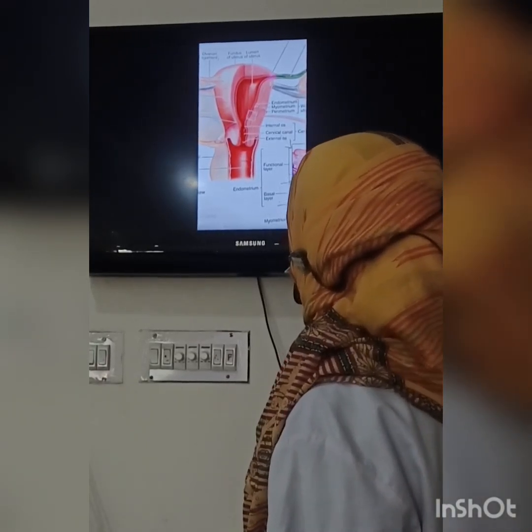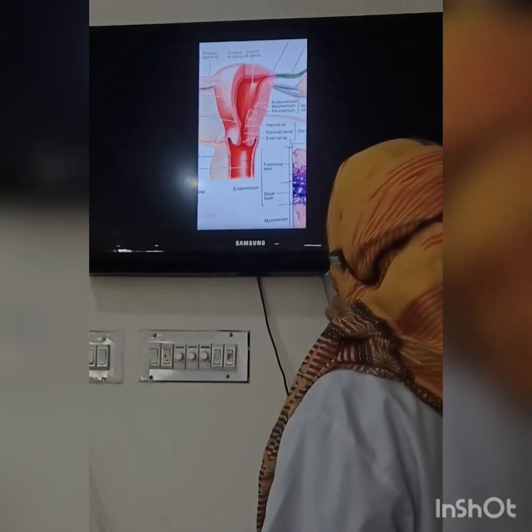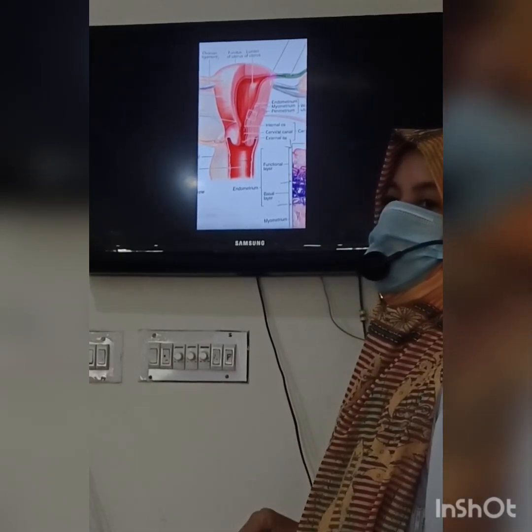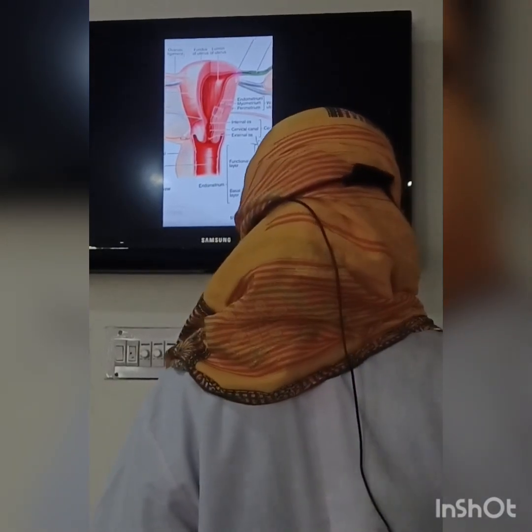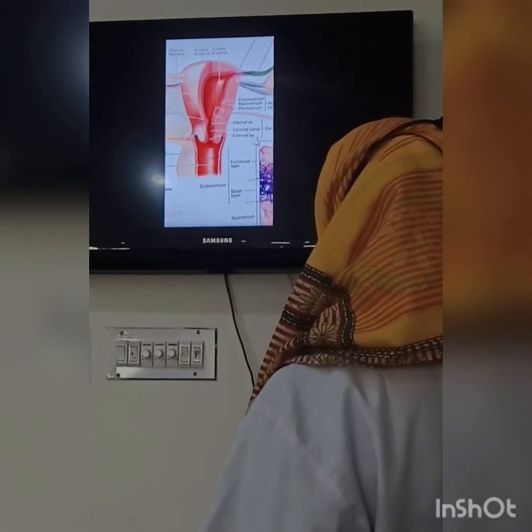Now we have to discuss them in detail, that when we take a portion of it and put it under the microscope, what we see. So let's find some other view.